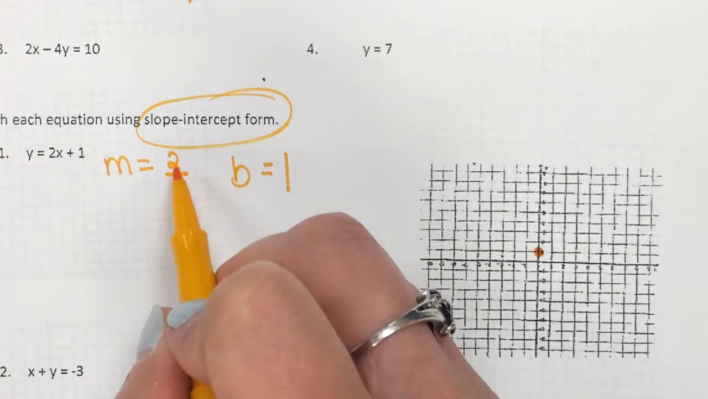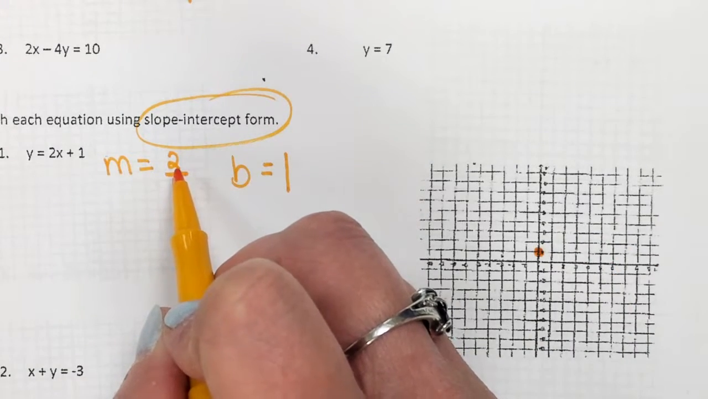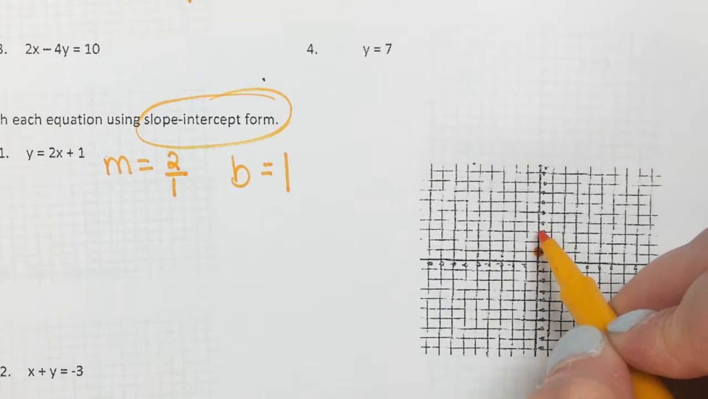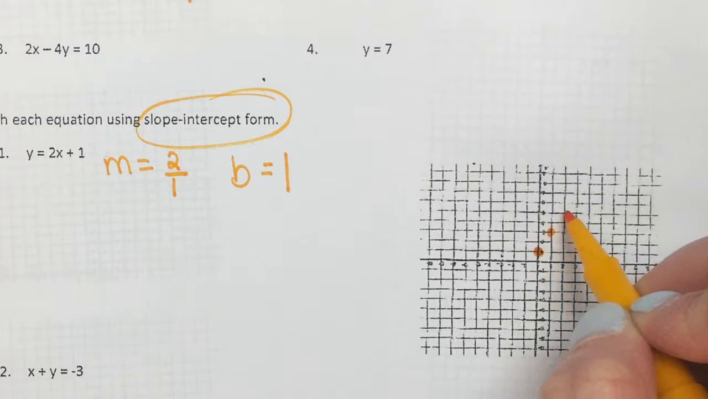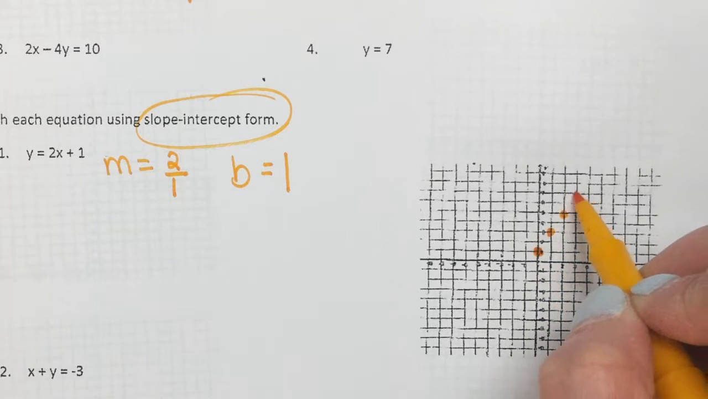All right, +2 tells me to go where? Up 2. +1 tells me to go, do not say over, to the right 1. All right, then we're going to keep going. Up 2, right 1. Up 2, right 1.